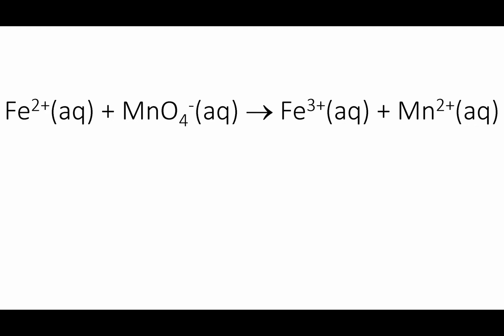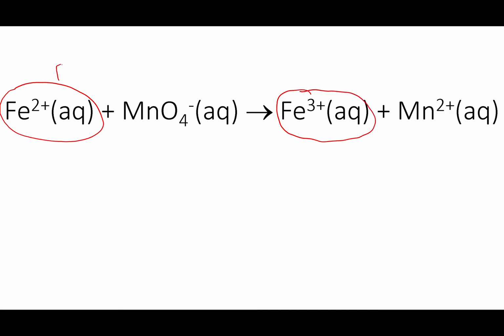So we're going to show how to balance a redox reaction right now. One of the very first things in balancing a redox reaction is to determine whether or not it is a redox reaction. You don't want to go through the steps if it's not necessary. On the left here, we can see iron is positive 2, and on the right, we can see it's positive 3.